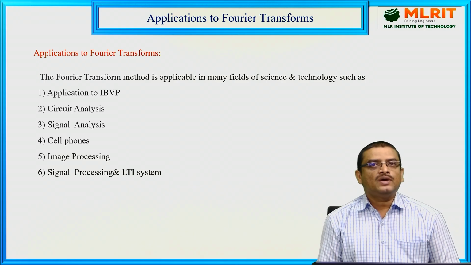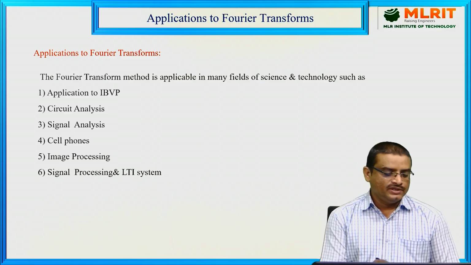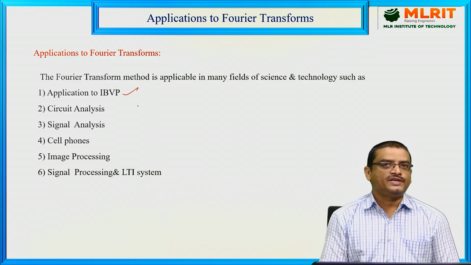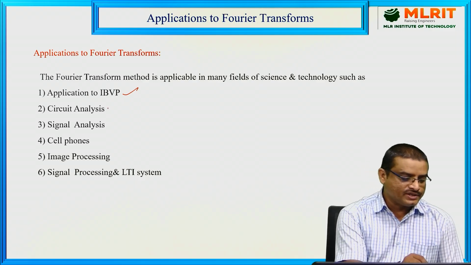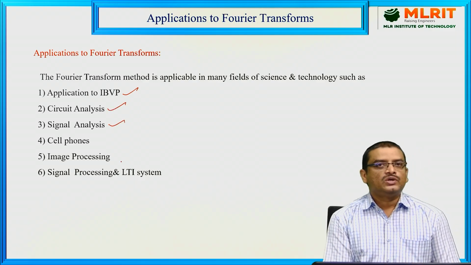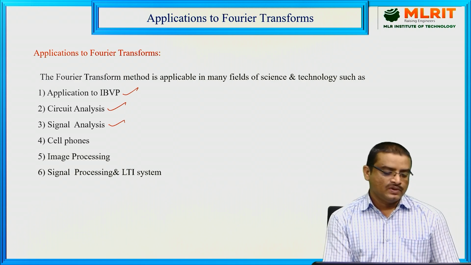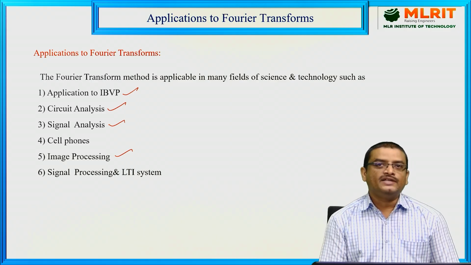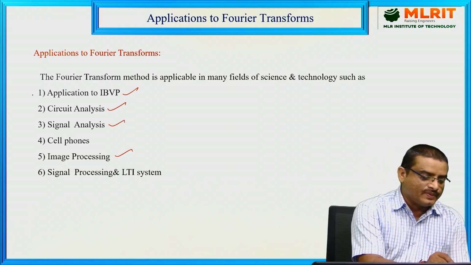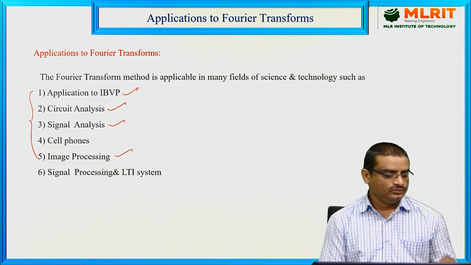When you come to the applications of the Fourier transform, we have many applications in science and engineering. Among these, some applications we can see here: initial boundary value problems, circuit analysis and signal analysis. We can also use Fourier transforms in cell phones, in image processing, in signal processing and in LTI systems. So these are some basic applications of Fourier transforms.